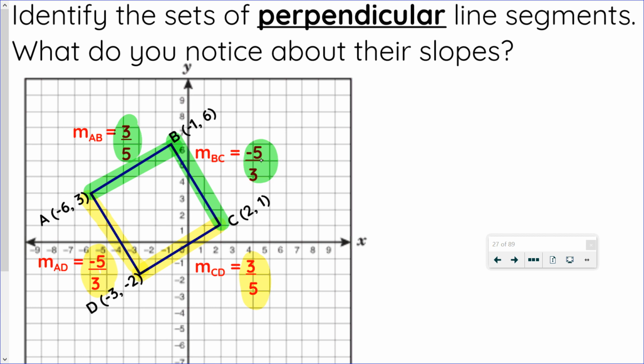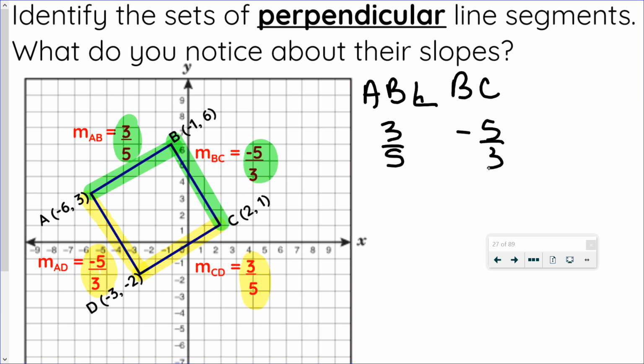So let's summarize our results here. So we said that AB was perpendicular to BC. The slopes are not equal, but let's look at what happens. 3 over 5 and negative 5 over 3. So definitely not equal. But the 3 from the top becomes the bottom. The 5 from the bottom becomes the top there. And they're opposite signs. So it looks like they are flipped and opposite signs.